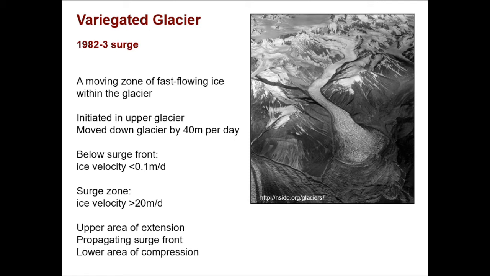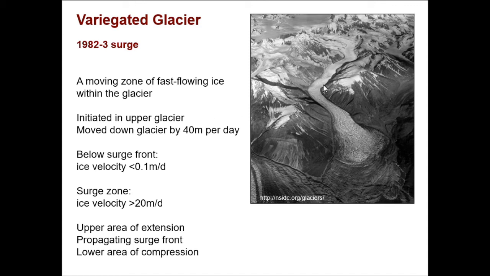You can read up on this in the literature in more detail, but what was recognised was, as we specified previously for being characteristic of a surge, this zone of fast-flowing ice within the glacier that initiated in the upper portions of the glacier. It isn't that the whole glacier suddenly starts moving forwards, but there's a zone within the glacier within which the ice is moving quickly. The position of that zone then migrates down glacier.